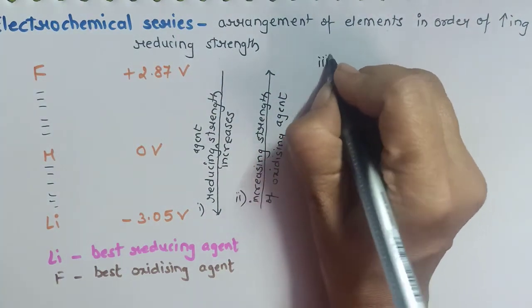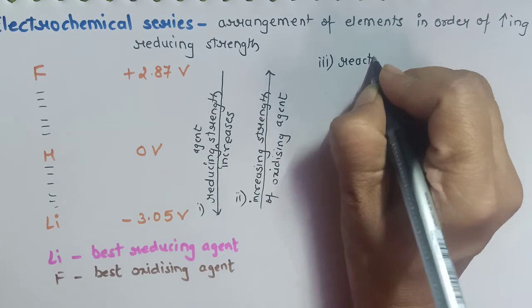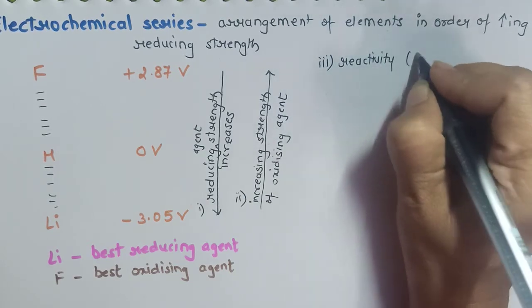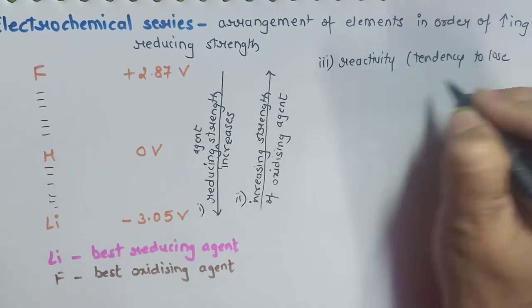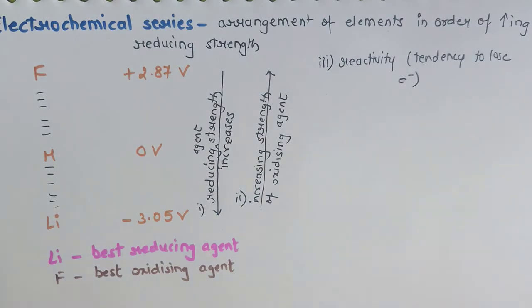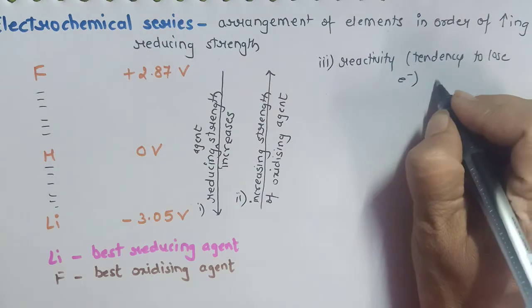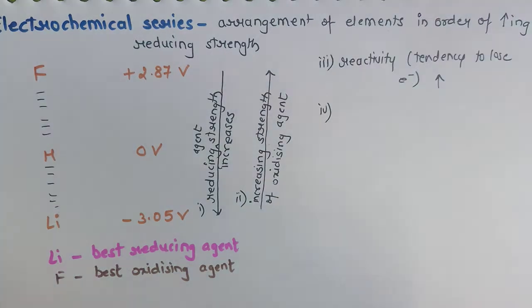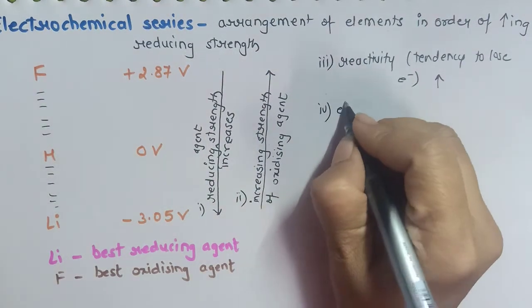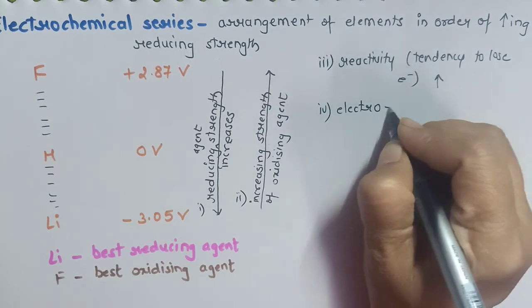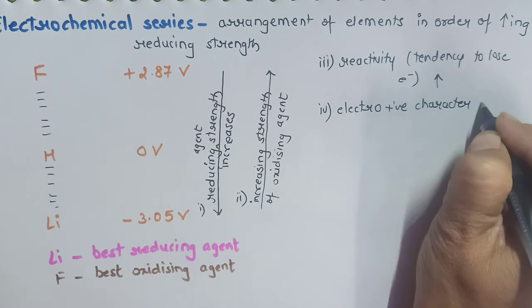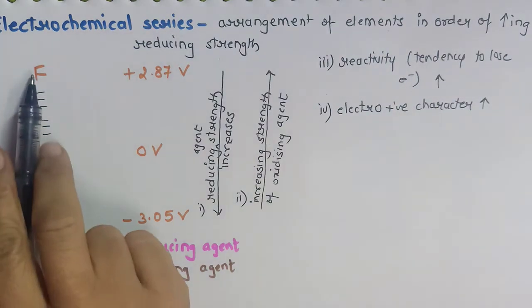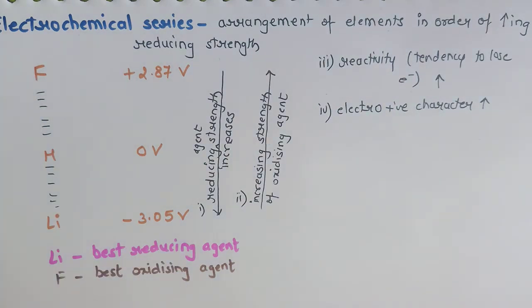Thirdly, reactivity, in terms of tendency to lose electron. As we move towards lithium, the tendency to lose electron increases. Next, electropositive character increases. That is, the metallic character increases, because we know fluorine being the most electronegative element will not lose electron, it will gain electron.